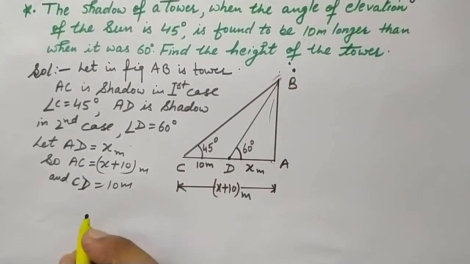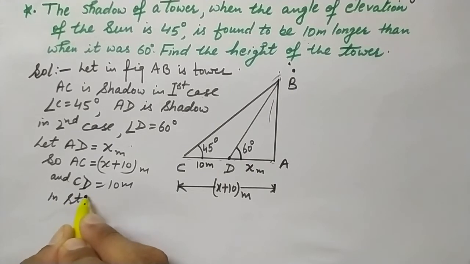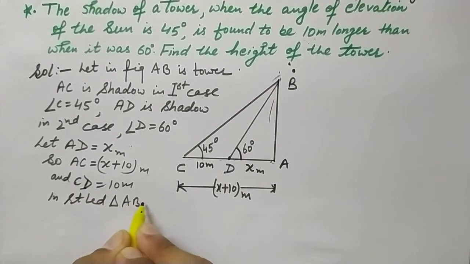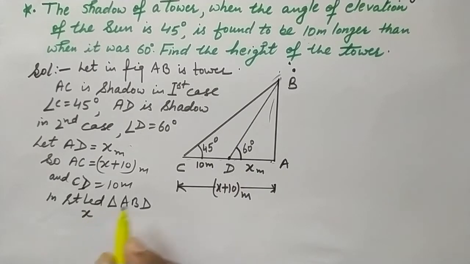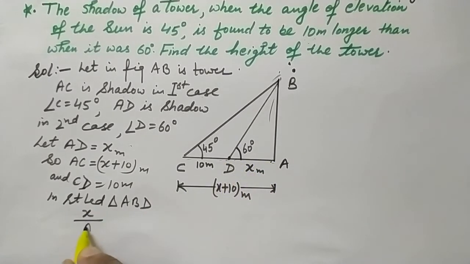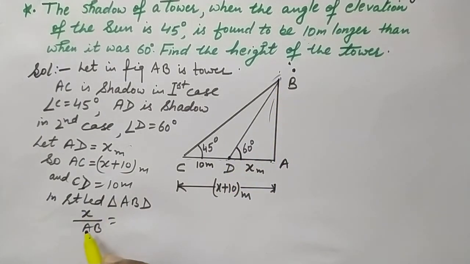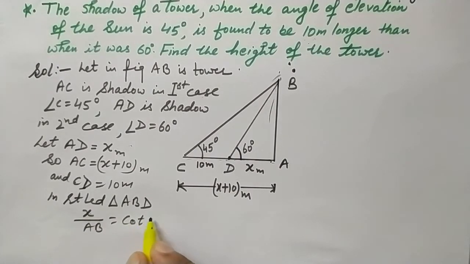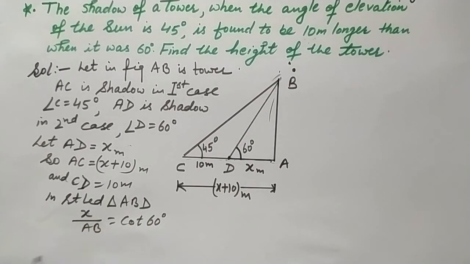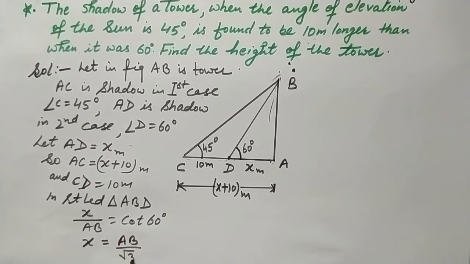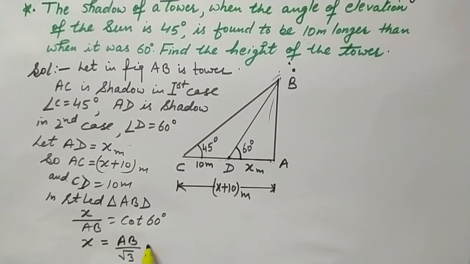Now in the right angled triangle, the smaller one, ABD, x over AB, that is AD over AB. Here this is the base and this is the perpendicular. So base over perpendicular is cot 60, the cotangent of 60 degree. From here you can find x is equal to AB, cross multiply, and you know cot 60 is 1 by root 3. So x becomes AB over root 3. Take this as equation number 1.